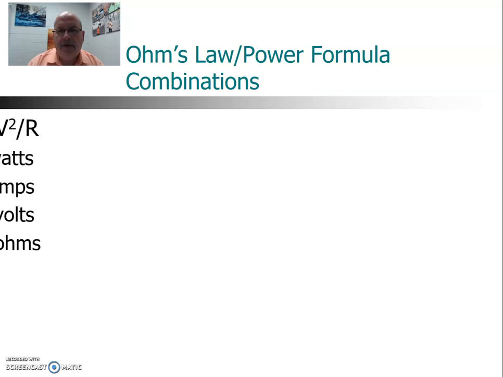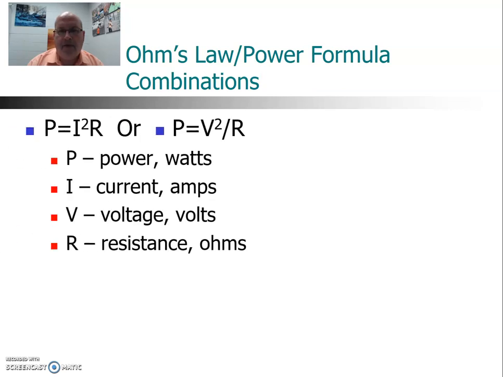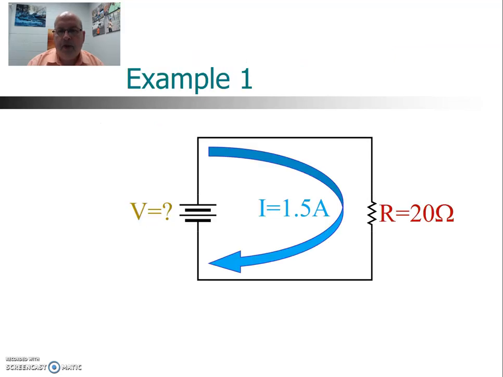And we also have combinations of both Ohm's law and the power formula. I think the most common are P is equal to I squared R, or P is equal to V squared over R. So let's go ahead and take a look at some examples of how this is used. As I put up a problem, I encourage you to simply pause the video here and try to work out the answer yourself, and then hit play again to see if you did it correctly.